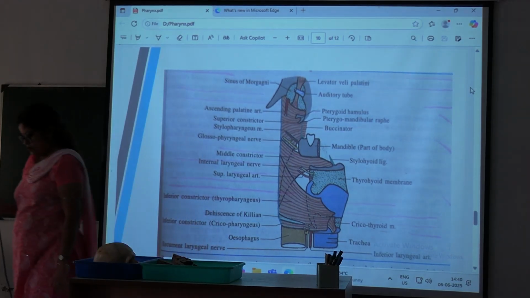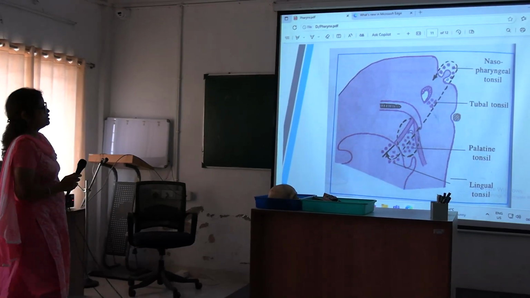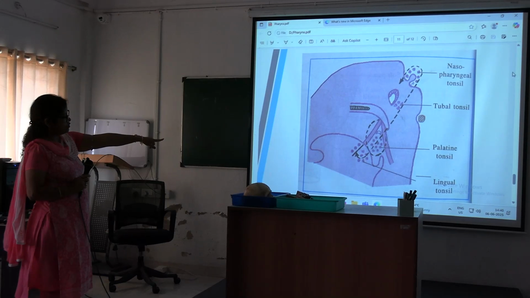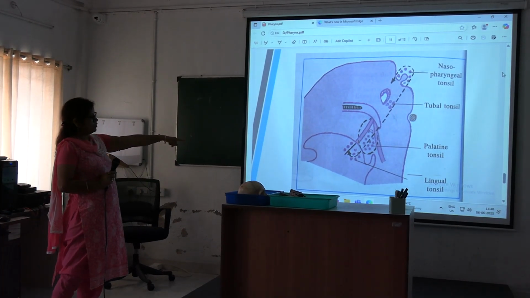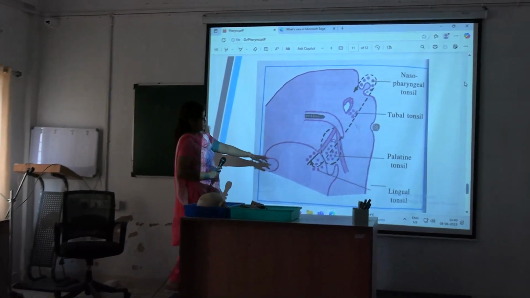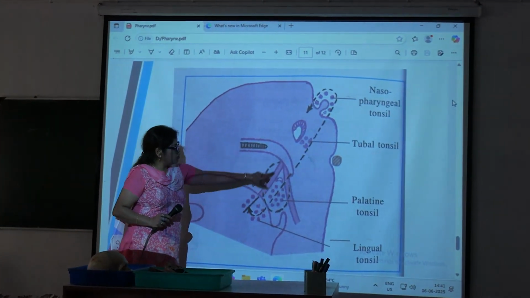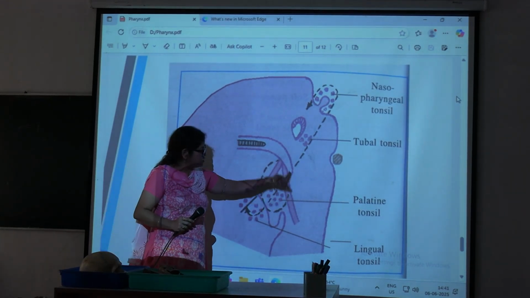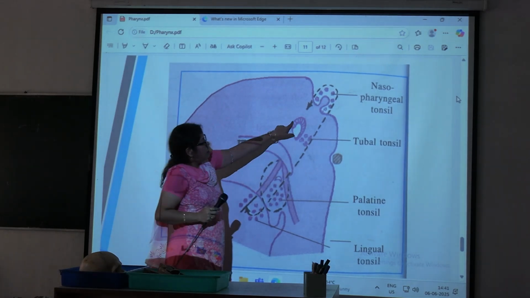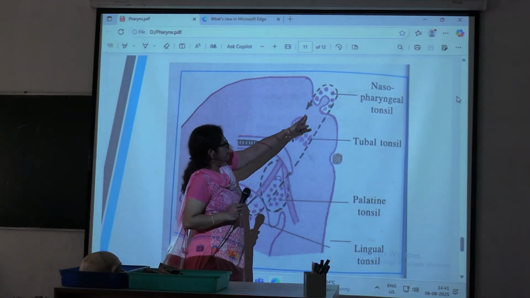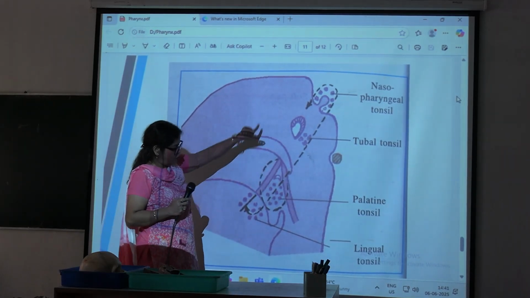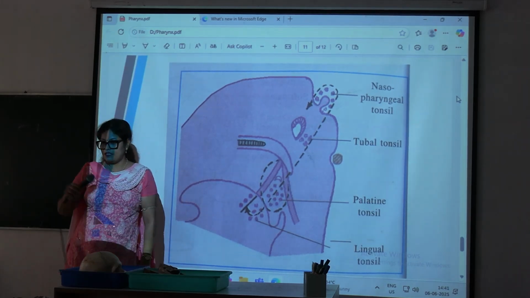Now, this I have told you yesterday, that is Waldeyer's ring. This is the lingual tonsil, in the posterior third of the tongue. Behind there is the palatine tonsil, between the two arches, palatoglossal, palate to tongue. This is the palatoglossal arch going behind, and this is the palatopharyngeal arch. In between is the palatine tonsil. In the tubal elevation there is the tubal tonsil, and in the nasopharynx the nasopharyngeal tonsil. When both sides meet, that forms a ring known as Waldeyer's ring. It is the first line of defense.